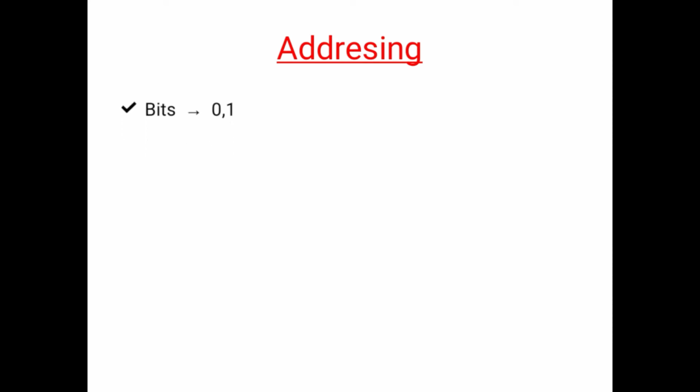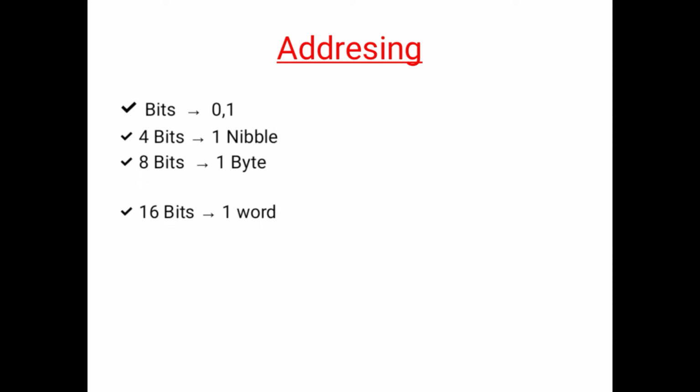First you should understand what bits are. 0 and 1 are the bits, and 4 bits is equal to 1 nibble, 8 bits is equal to 1 byte, 16 bits is equal to 1 word, and 32 bits is equal to 1 double word. So you have to copy this and remember this. Bits 0 and 1, 4 bits is 1 nibble, 8 bits is 1 byte, 16 bits is 1 word, and 32 bits is 1 double word.